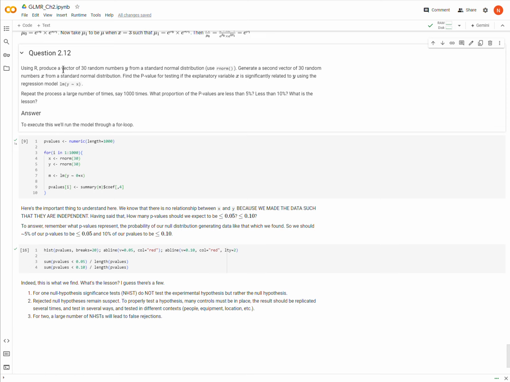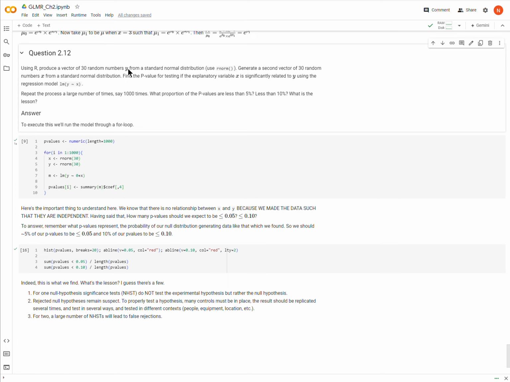Okay, so we are in Generalized Linear Models with Examples in R. We're in chapter 2, on question 2.12. We are supposed to, in R of course, produce two different vectors of 30 random numbers, some for y and some for x, using the rnorm function.